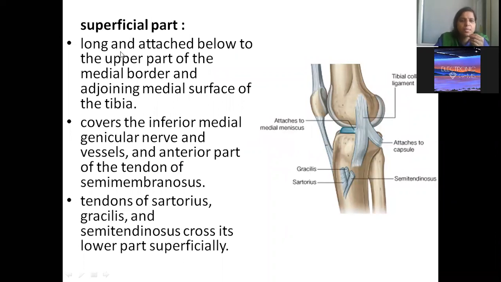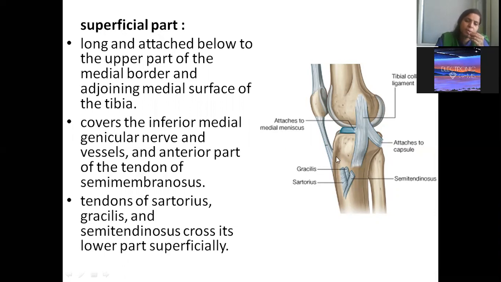So the superficial part is long and it is attached below to the upper part of the medial border, that means the medial surface of the tibia. You have the gracilis muscle, right? Just above the gracilis muscle, we have the attachment of the superficial part.